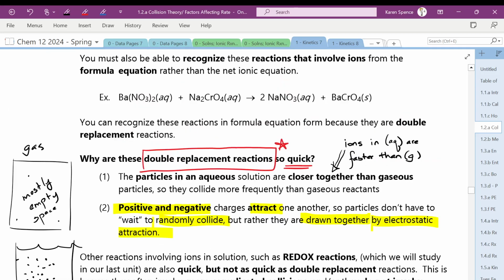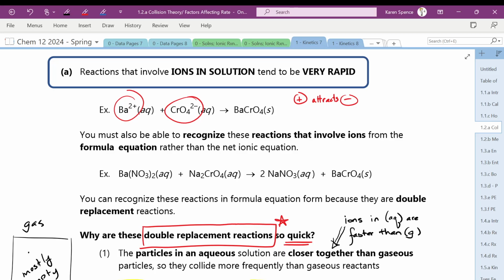Okay. And then we're going to go back up here because this is a double replacement, but it is the net ionic form. So it's really easy to see the positive and the negative ion, yes?